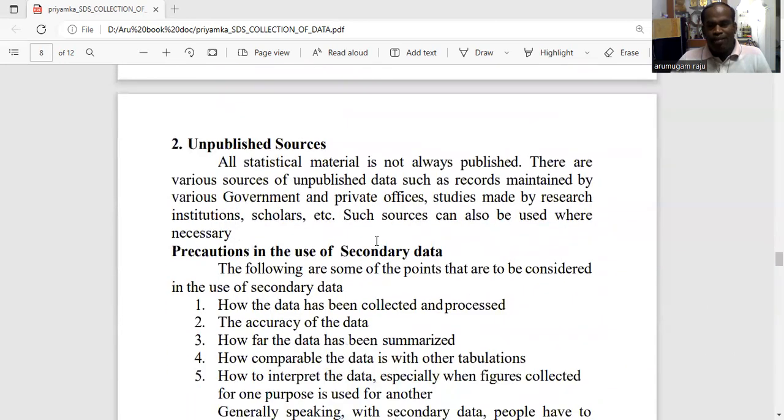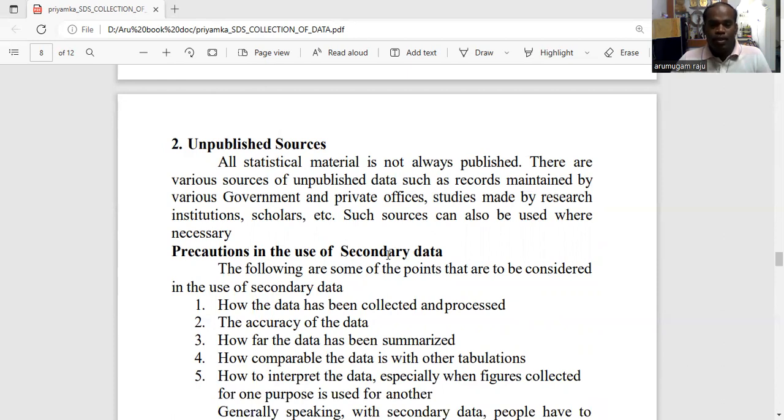So the next one is unpublished sources. All the statistical material is not always published. There are various sources of unpublished data, such as records maintained by various government and private offices, studies made by the research institutions, scholars, etc. Such sources can also be used where necessary.